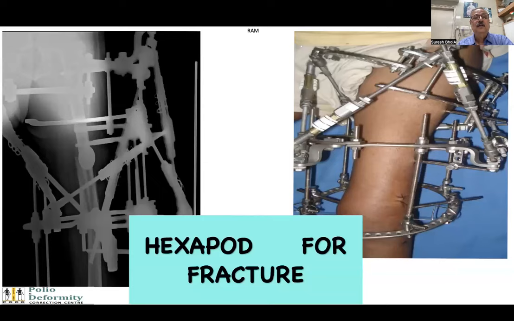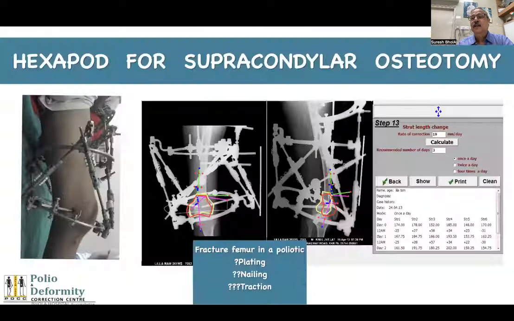This is a hexapod for the correction of the fracture. The same Ilizarov hexapod is used for the correction of the supracondylar fracture. And you can see from yellow to red, we have directed that this bone fragment from yellow should come to red, so that angulation, extension, osteotomy can be done at the osteotomy.